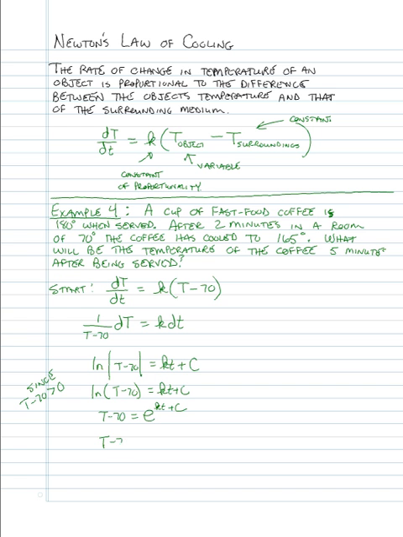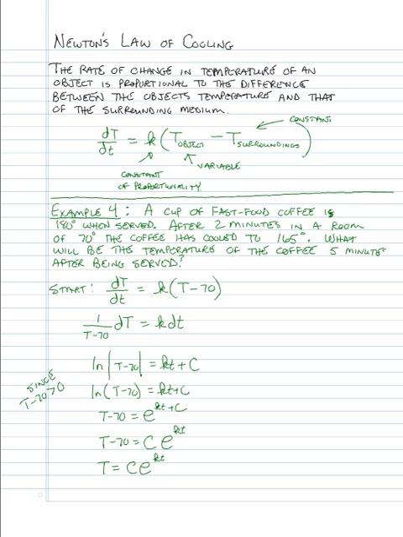That's going to be T minus 70 is equal to e to the c times e to the kt. And e to the c we're just going to write as some arbitrary constant c times e to the kt. So we've been through this several times already. And so now we're going to solve for T by adding 70 to both sides.